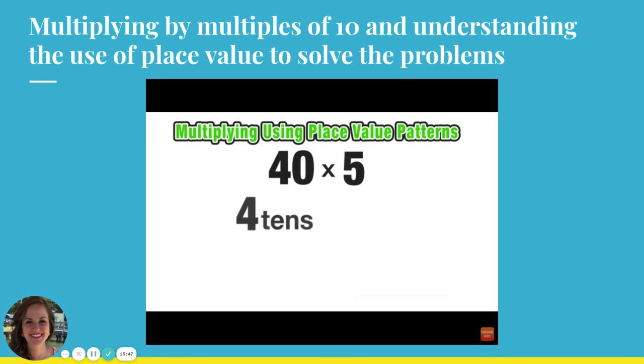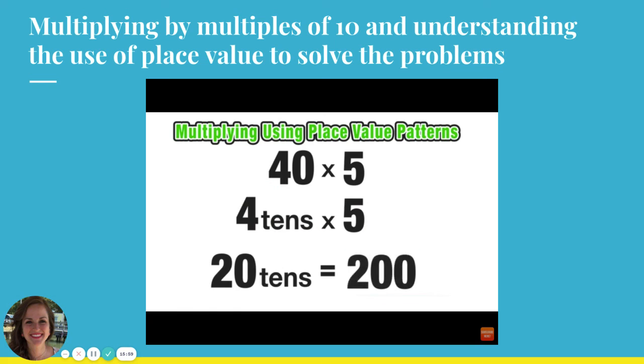For our next example, we want to find the product of 40 and 5. Now we're going to rewrite 40 as 4 tens, and again we want to multiply this by 5. So 4 times 5, in this case 4 tens times 5, would equal 20 tens. And 20 times 10, or 20 $10 bills, would equal 200.